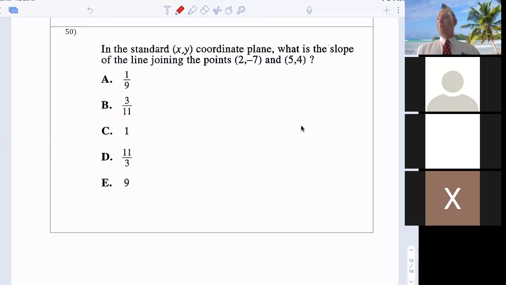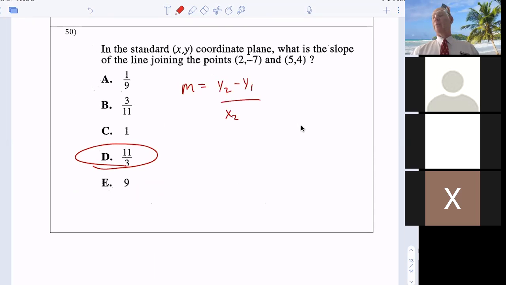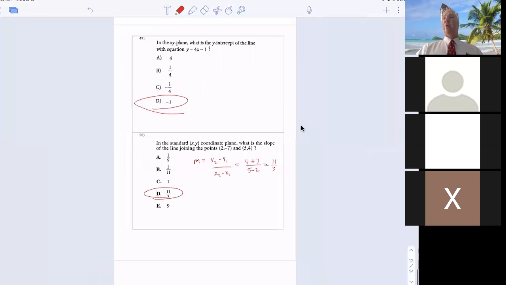All right, what is the slope? Somebody said 11/3. Is that correct? Because again, now you have a formula, y2 minus y1 over x2 minus x1, 4 plus 7, 11 over 3. Good job. I'm totally happy with that. So please look over those SATs. Does anybody need me to answer anything?